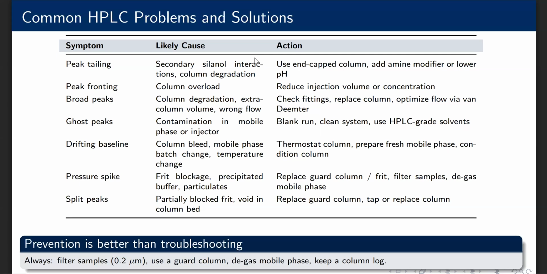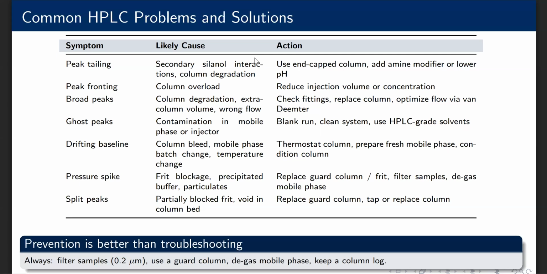Peak fronting usually indicates column overload; reduce your injection volume or concentration. Broad peaks can indicate column degradation, poorly connected fittings causing extra column dead volume, or non-optimal flow rate. Ghost peaks come from contamination in the mobile phase, injector, or sample. Drifting baselines suggest temperature fluctuations or column bleed. Pressure spikes mean something is blocking flow, usually a clogged frit or a precipitated buffer. Split peaks indicate a void in the column bed.